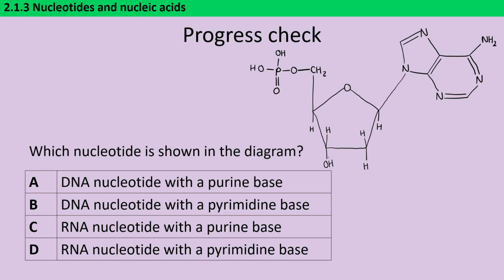The key here is that carbon 2 doesn't have a hydroxy group on it, so therefore this is going to need to be a DNA nucleotide. And then if we look at the base, we can see that we've got 2 rings, which is therefore going to make this a purine. So our correct answer is A.